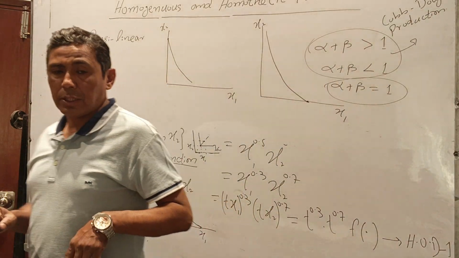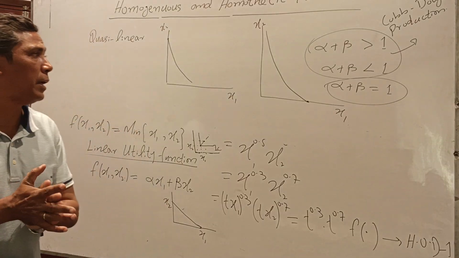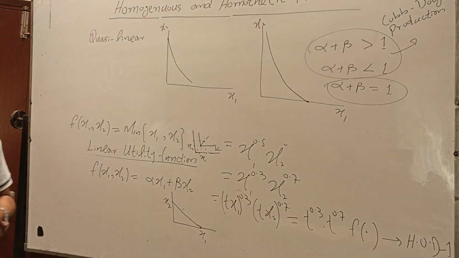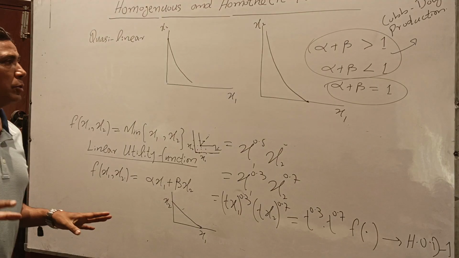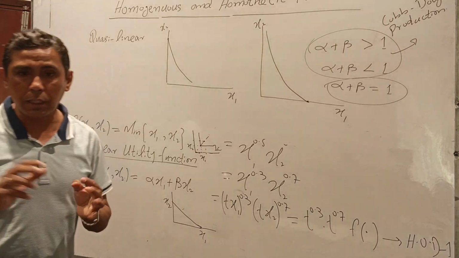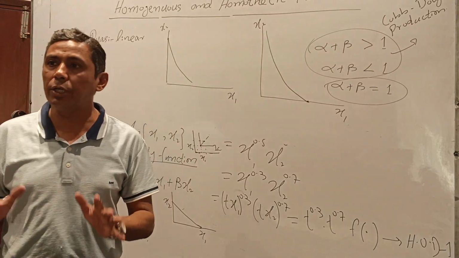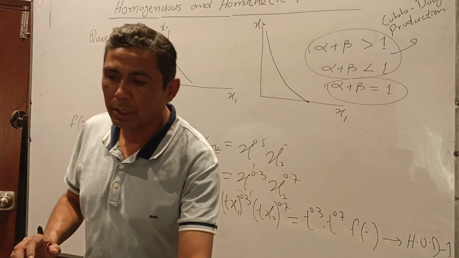Assalamu alaikum. Now we have a continuation of our lecture related to the homogeneous and the homothetic functions. We have concluded here that the Cobb-Douglas utility functions will be HOD 1, homogeneous of degree 1.